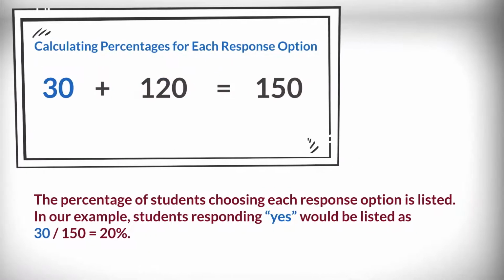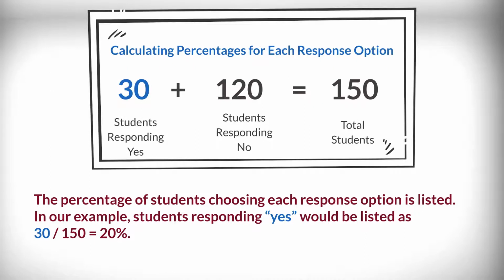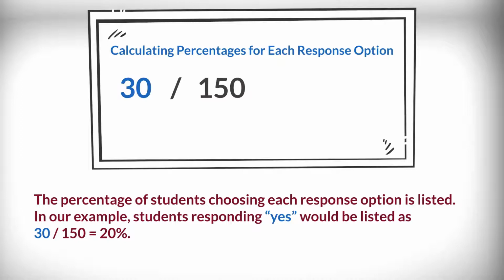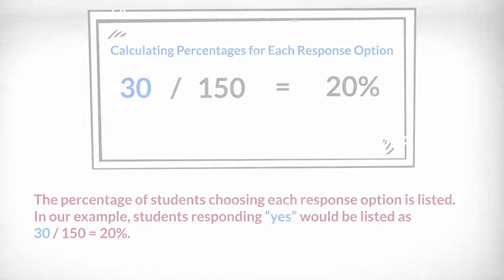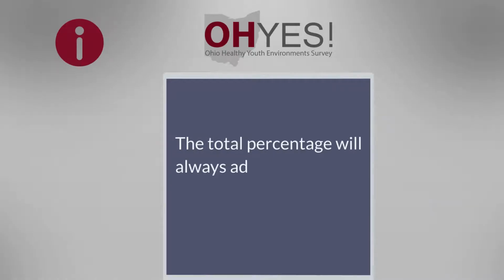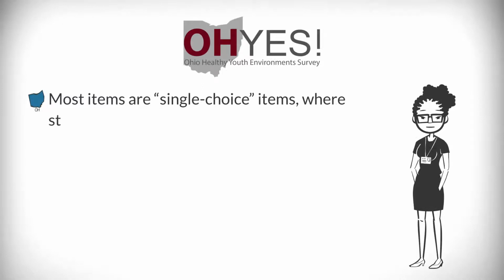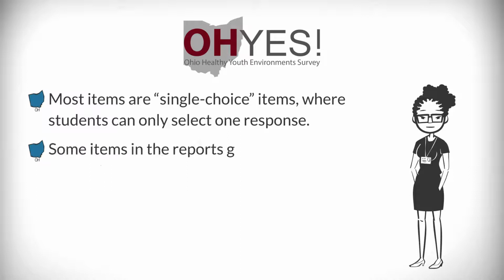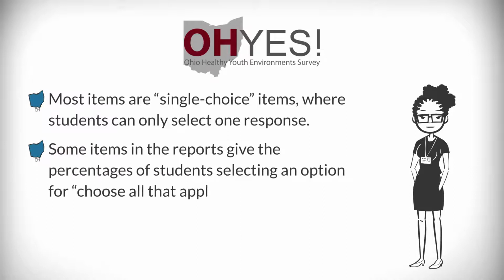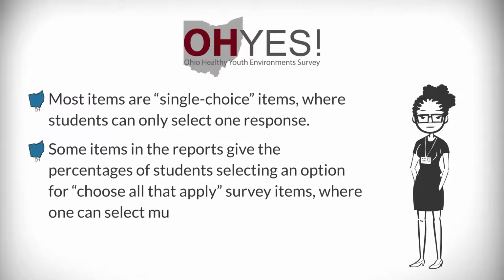For example, if 30 chose yes and 120 chose no, the total would be reported as 150. The percentage of students choosing each response option is listed. In our example, students responding yes would be listed as 30 out of 150 equals 20%. The total percentage will always add to 100%, or all students responding to that item. Most items are single-choice items, where students can only select one response. Some items in the reports give the percentages of students selecting an option for Choose All That Apply survey items, where one can select multiple responses.